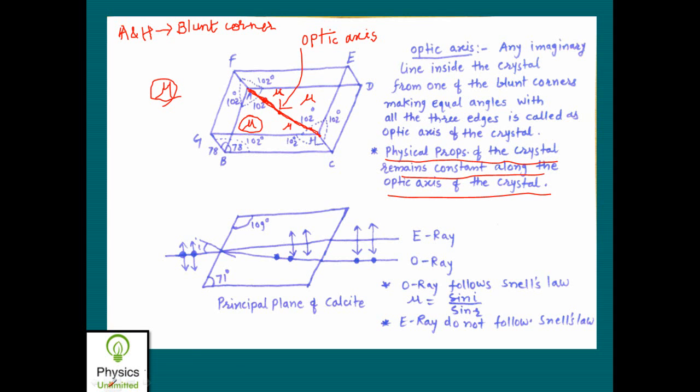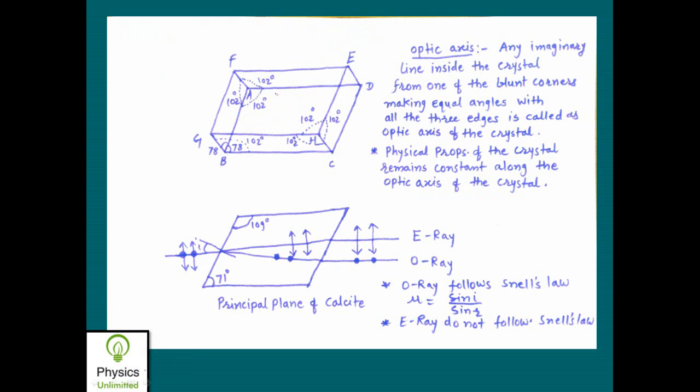Yes, sir. Okay. Then we define a plane called a principal plane. See, this property is very important from the MCQ type examination. Physical properties of the crystal remain constant along the direction of optic axis. You should know about this property.